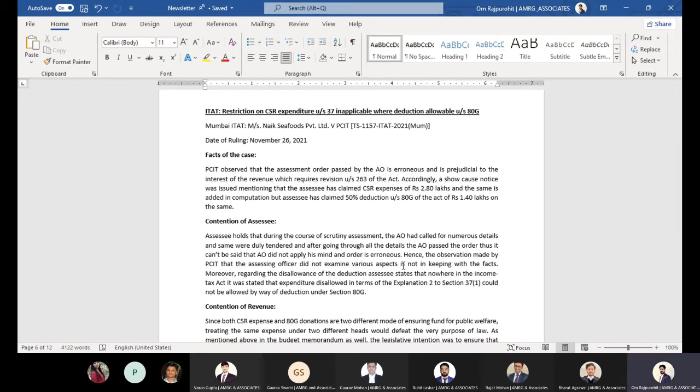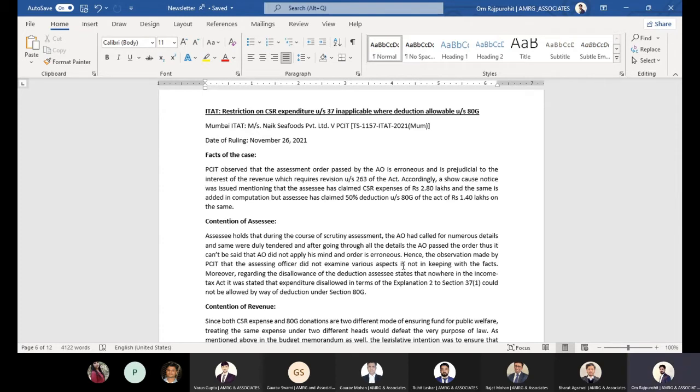First the return was processed and the assessment order was passed in favor of the assessee, but the PCIT observed that the assessment order is erroneous and prejudicial to the interest of revenue. Therefore, it requires revision under section 263. Accordingly, the PCIT issued a notice wherein the CSR expenditure of 2.8 lakh was questioned, and also the 80G deduction was examined.